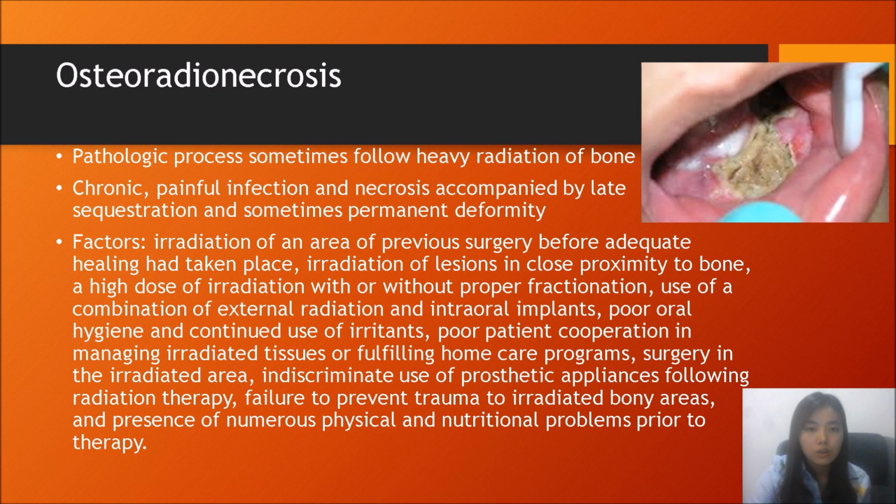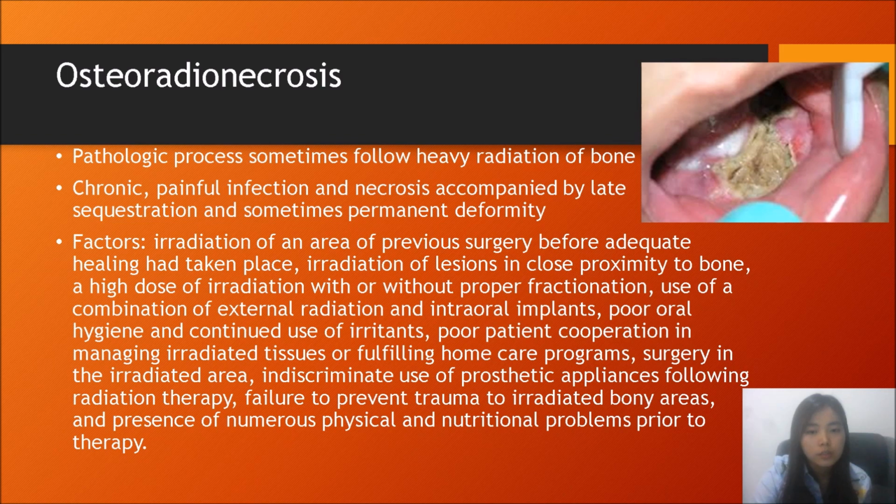Osteoradionecrosis is a chronic painful infection and necrosis accompanied by late cicatrization and sometimes permanent deformities, as you can see in the diagram on the right side. These are the factors that might cause osteoradionecrosis. First is the irradiation of an area of previous surgery before adequate healing has taken place, and irradiation of a lesion in close proximity to the bone.